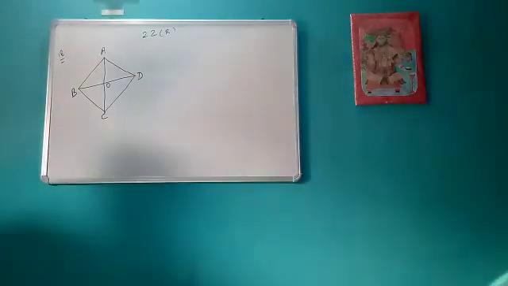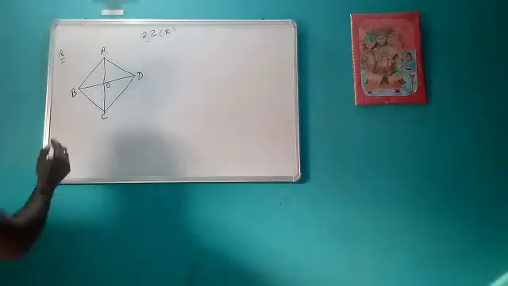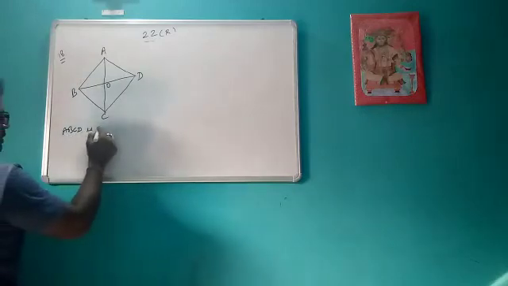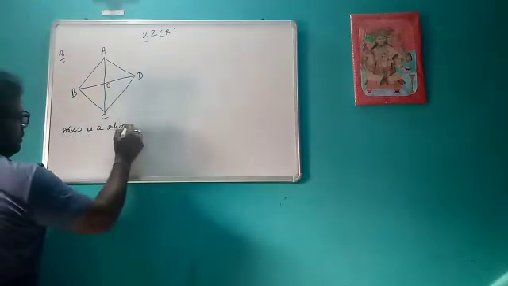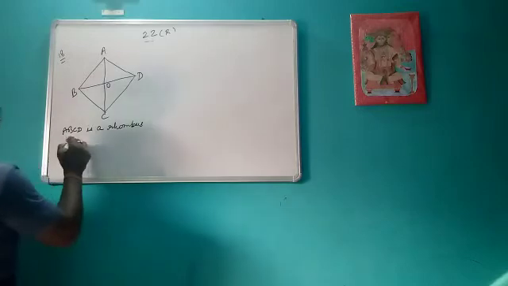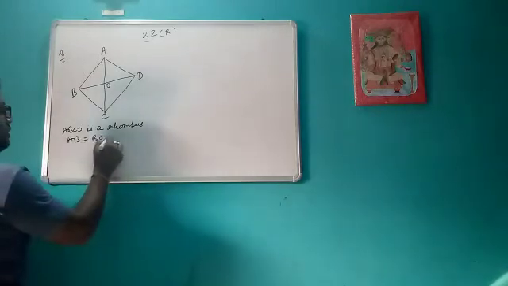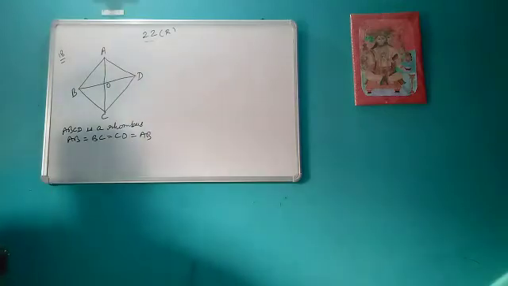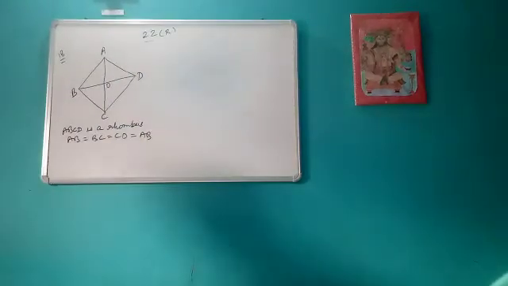Okay, let's discuss one more question. Now in this question what is given is that ABCD is a rhombus. So rhombus means all sides are equal. AB equal to BC equal to CD equal to DA. Okay, all the sides will be equal to each other.